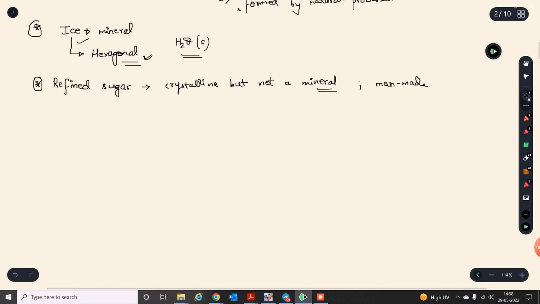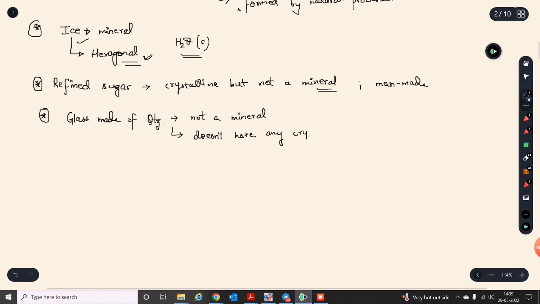Then again, glass is basically made up of quartz, right? I mean, the glass that is made of quartz. Is it a mineral or is it not a mineral? Not a mineral. Yes, it's not a mineral. Why? Anyone? The reason why it's not a mineral? Because it doesn't have any internal atomic structure. Yes, it doesn't have any crystalline structure. There is no internal arrangement of atoms to have a crystalline structure.